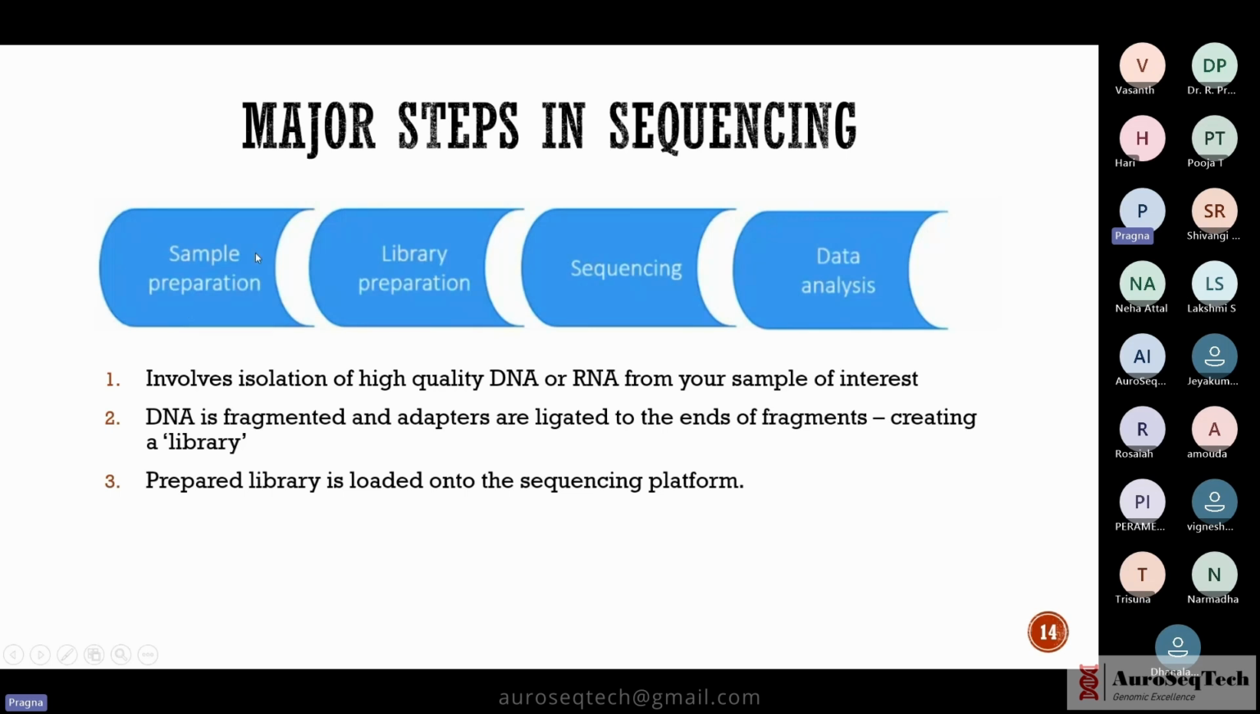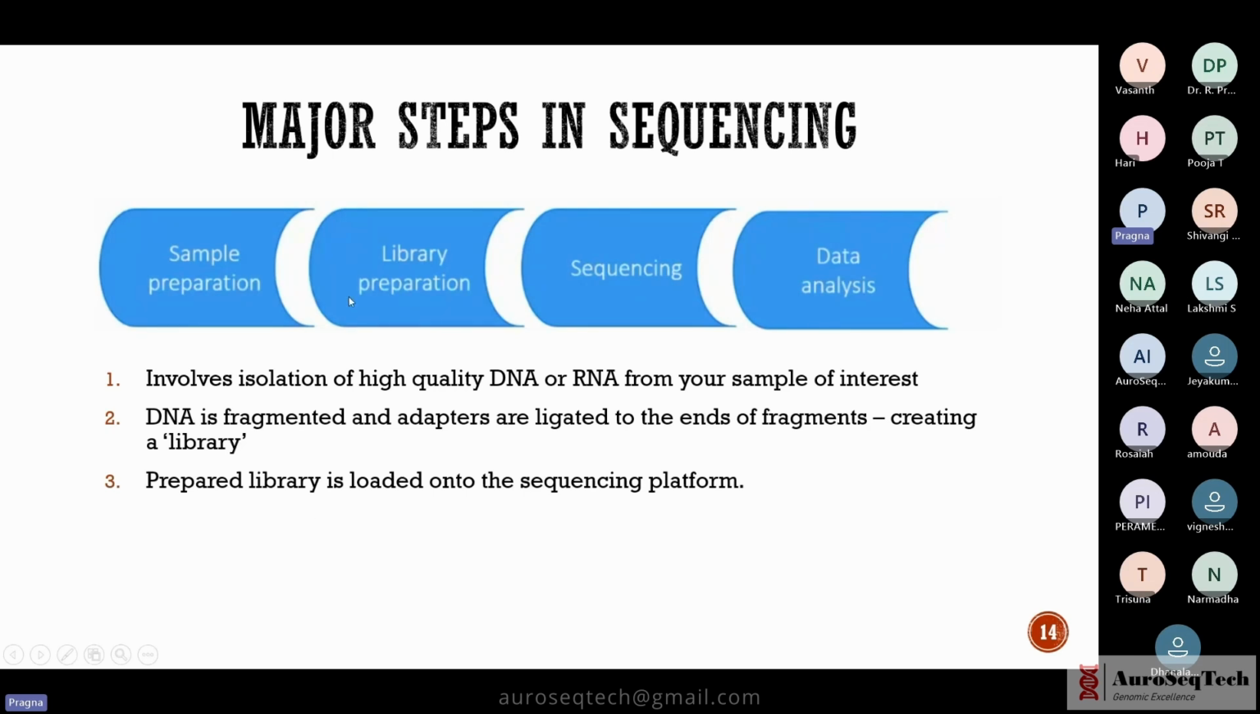In sample preparation, this involves the isolation of high quality DNA or RNA from your sample of interest. The sample of interest can be anything. It can be your patient sample, either a blood sample or saliva, or your plant sample or bacterial genome. It can be anything. So isolation is the first step. You have either DNA or RNA. I'm briefly talking about the steps; we will understand them in detail in future slides.